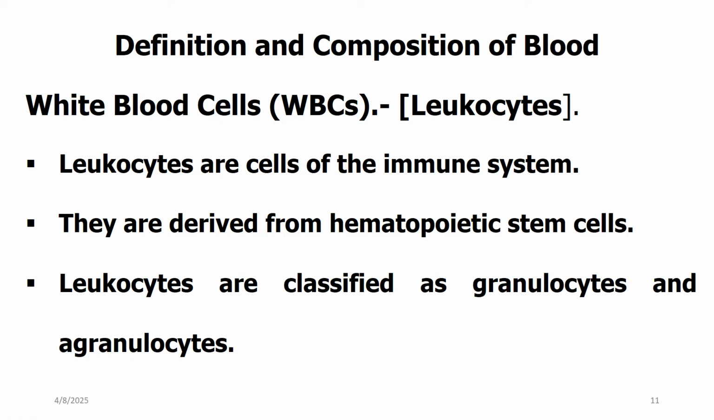The other component is the white blood cells or the leukocytes. The other word for leukocytes is white blood cells, and the other word for white blood cells is leukocytes. They are actually the cells of the immune system and derived from the hematopoietic stem cells. Leukocytes are classified as granulocytes and agranulocytes.